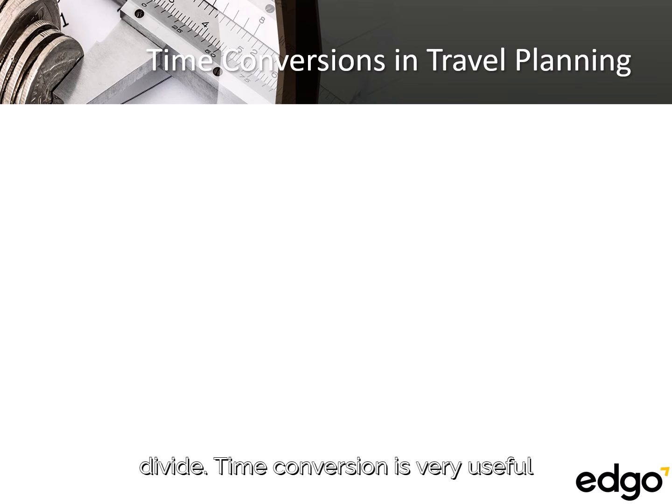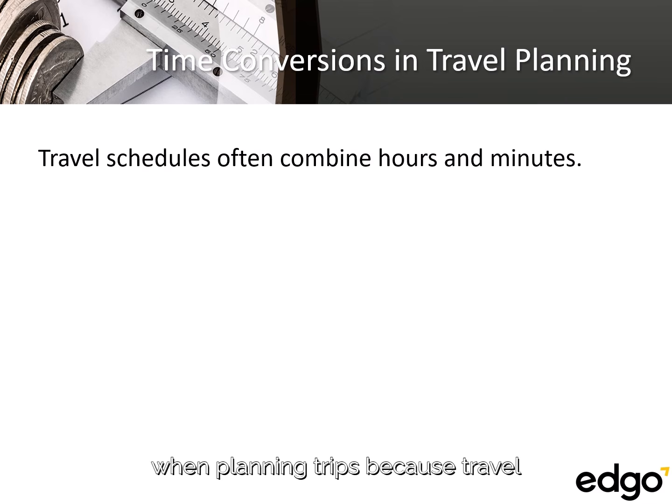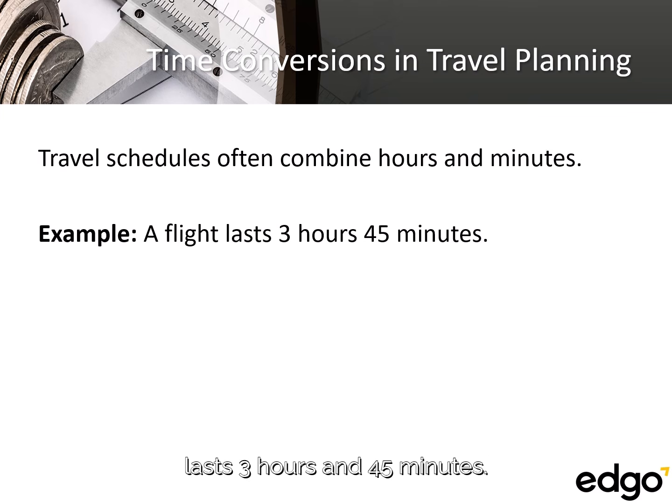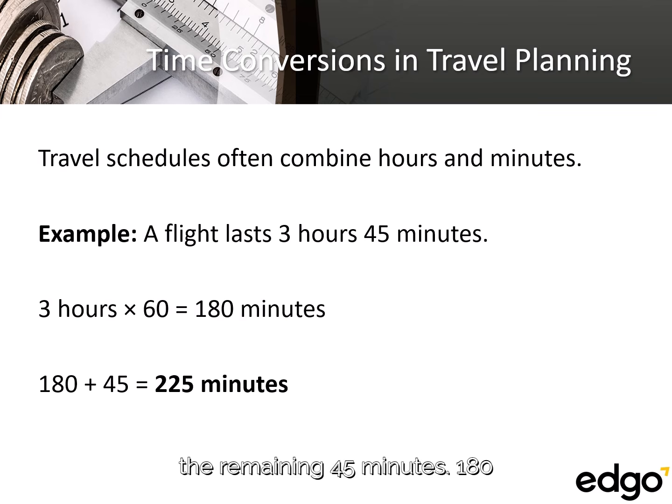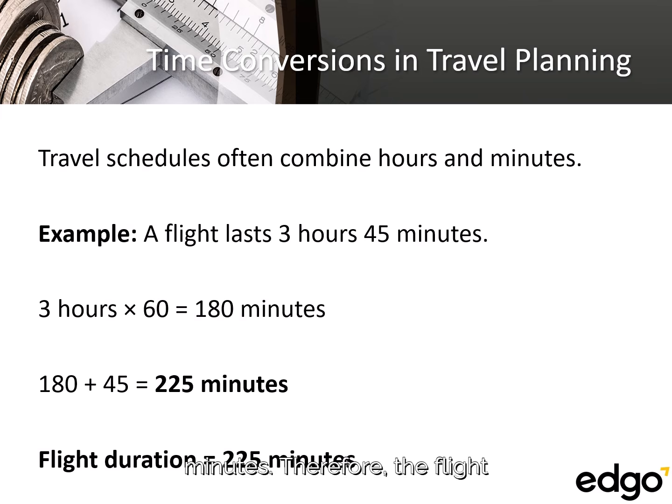Time conversion is very useful when planning trips because travel schedules often combine hours and minutes. For example, suppose a flight lasts 3 hours and 45 minutes. We first convert the 3 hours into minutes. 3 times 60 is 180 minutes. Then we add the remaining 45 minutes. 180 plus 45 is 225 minutes. Therefore, the flight duration is 225 minutes.